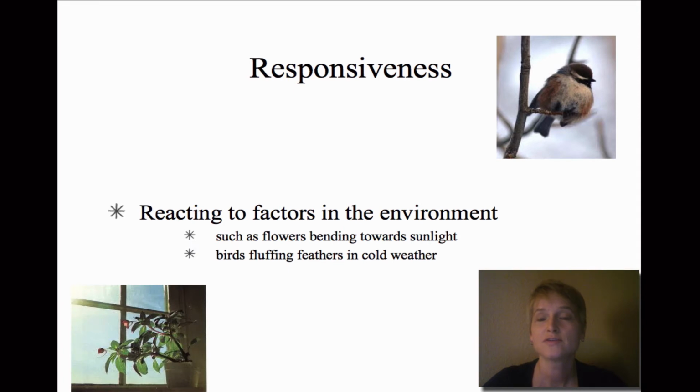Responsiveness is reacting to factors in the environment. So whether you're this bird up here in the corner that is in cold weather and so fluffs the feathers to keep themselves warm, or the plant down in the lower left corner where it's reaching towards the sunlight.